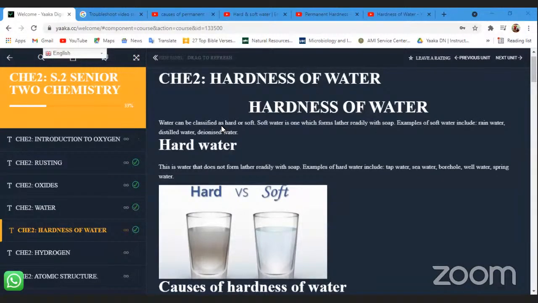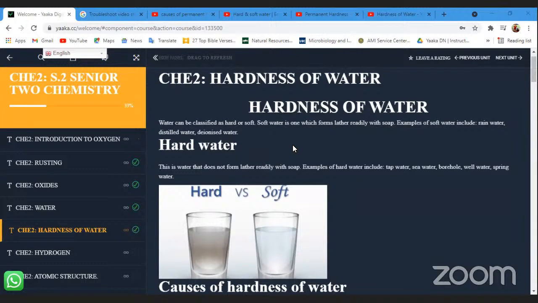All right, so today we'll be looking at Senior 2 chemistry, and we'll be concentrating on our 5th unit, which is hardness of water. So we know that water can be classified into two categories. We have hard water and then soft water.